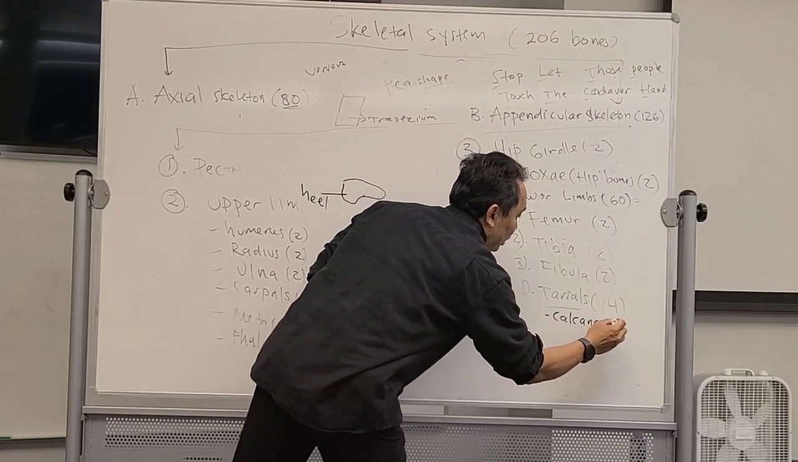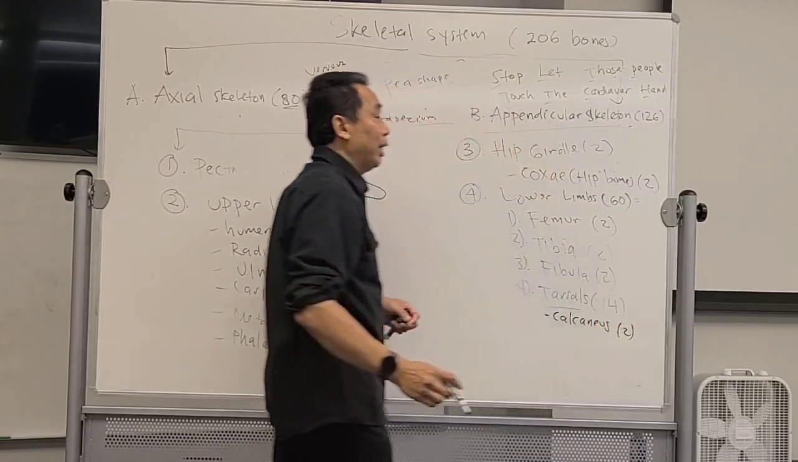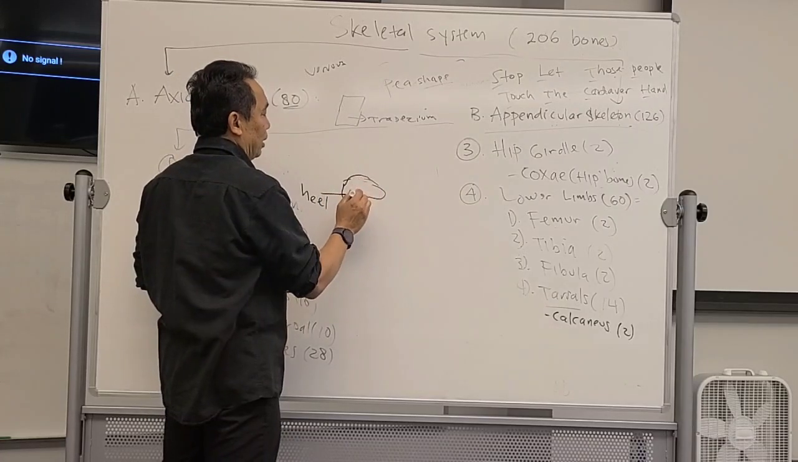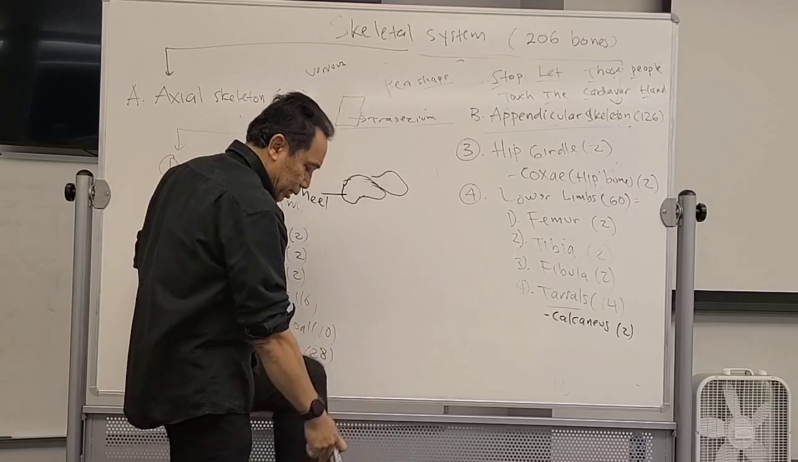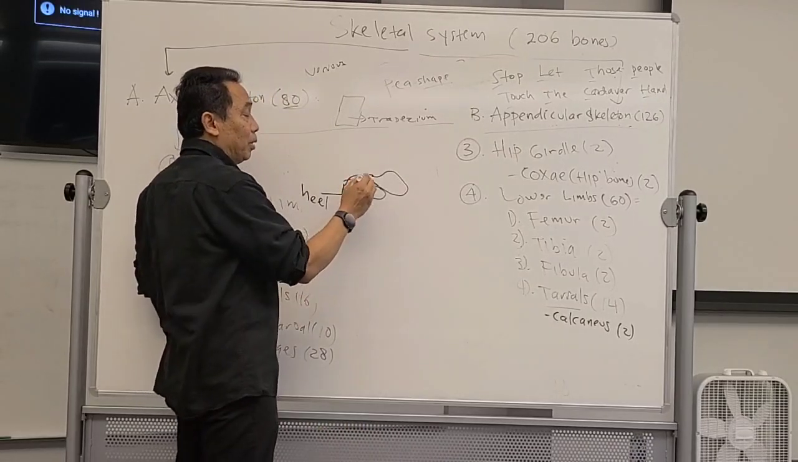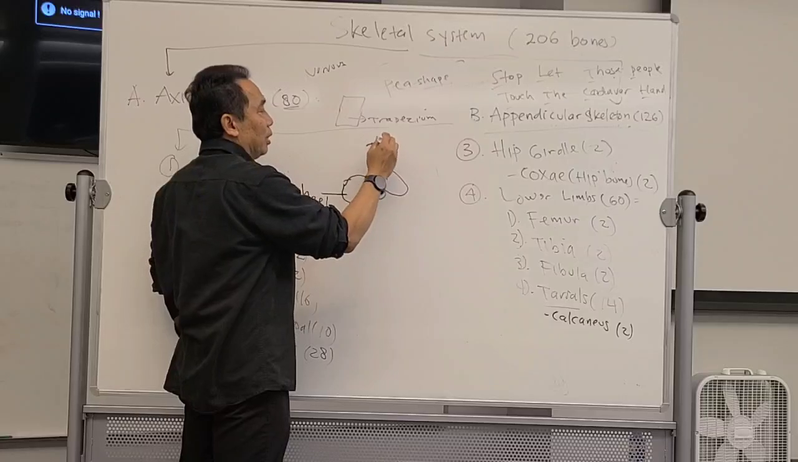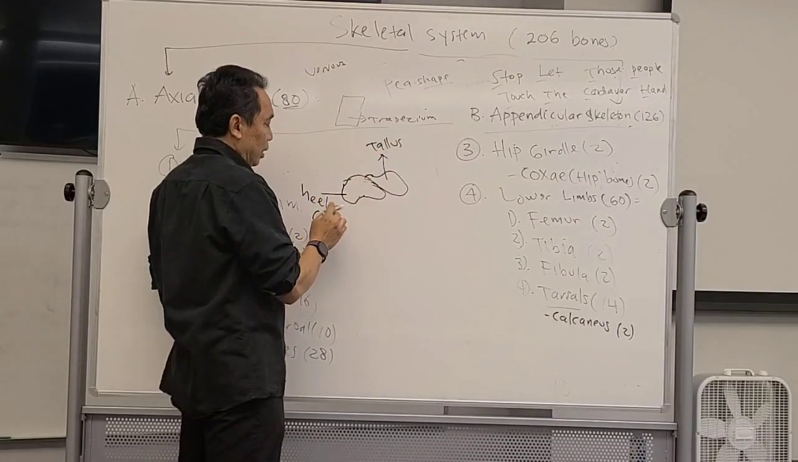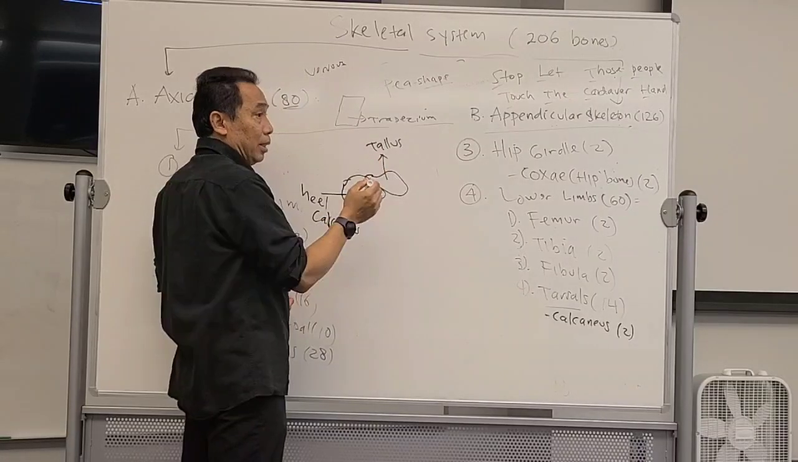Calcaneus. Put the name by yourself. Okay, this is the heel bone, so it's going to be 2. Okay, this is the heel bone over here. And then there's another bone on the inside, on top of the heel bone. That one is talus. Alright, talus. So calcaneus, heel bone, and then talus.